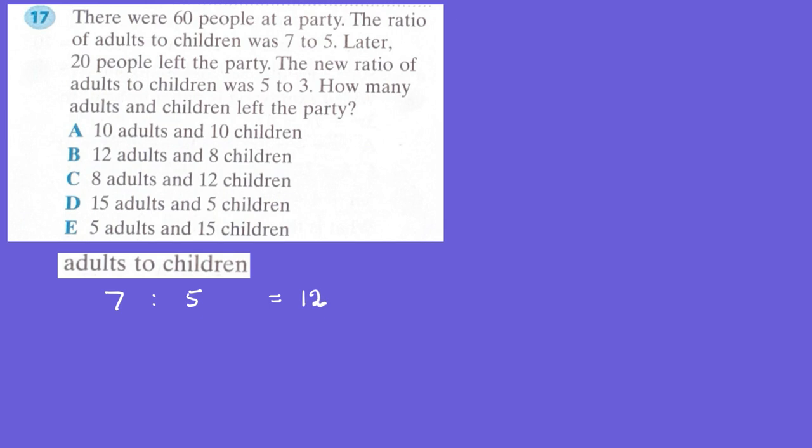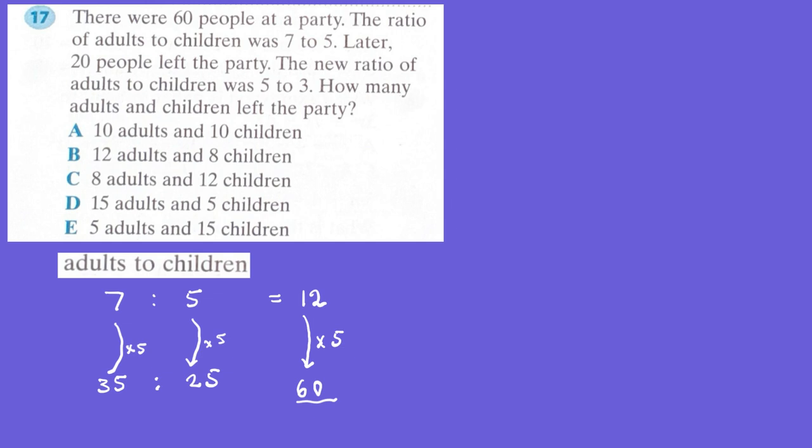Now we've got 60 people, so what would it take to get to 60? We would have to multiply this by 5. So therefore, if we multiply the children by 5, we'll get 25 children. And if we multiply the adults by 5, we'll also get 7 times 5 is 35 adults. So that means altogether we've got 35 adults and 25 children. And if you add 35 plus 25, it will be 60.